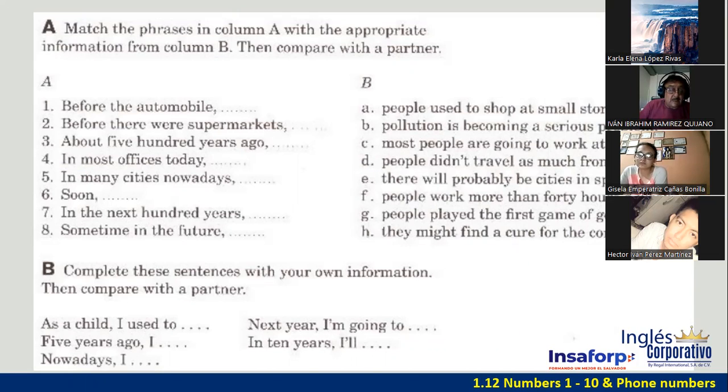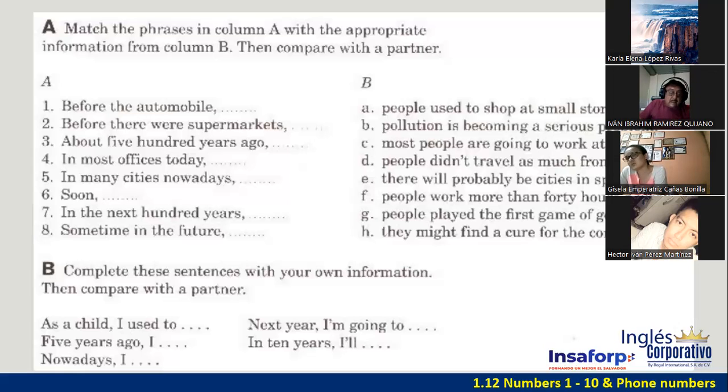To work in a better job. Next year, I'm going to visit my father in the United States. And in 10 years, I'll celebrate Andrea's 50th birthday. Excellent. Andrea is your daughter. Yes. Excellent. Very good. Okay. So, good sentences. Thank you so much, Carla Elena.